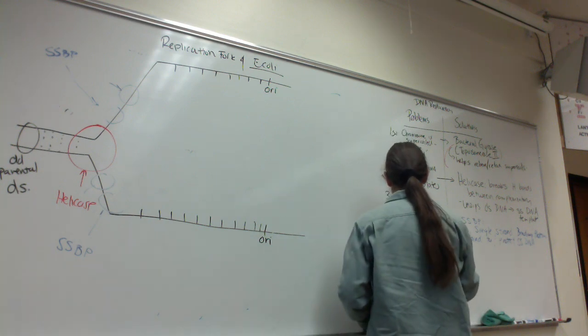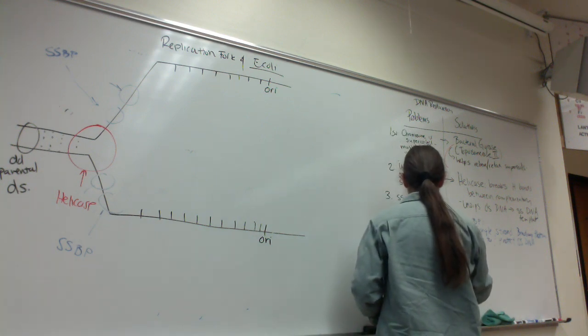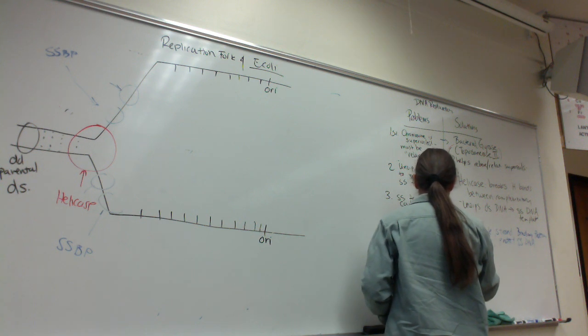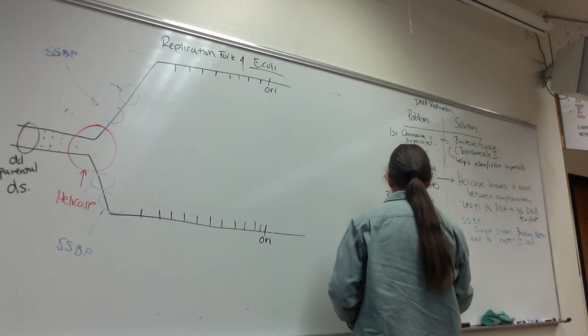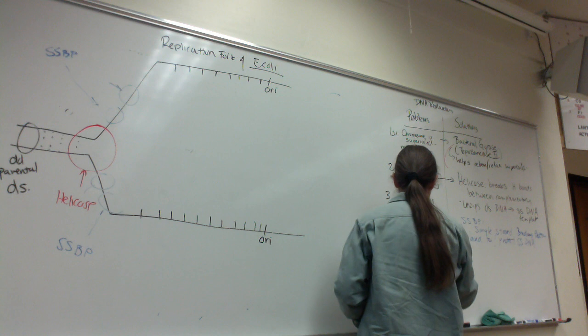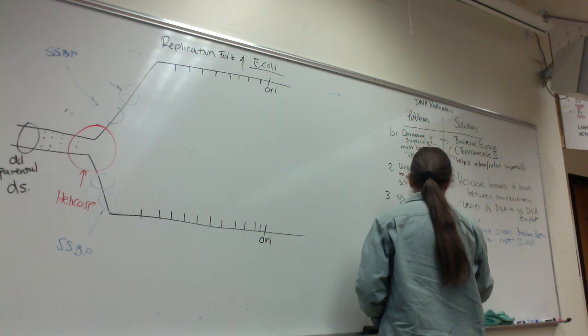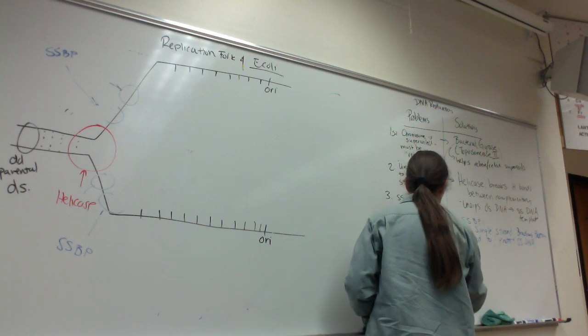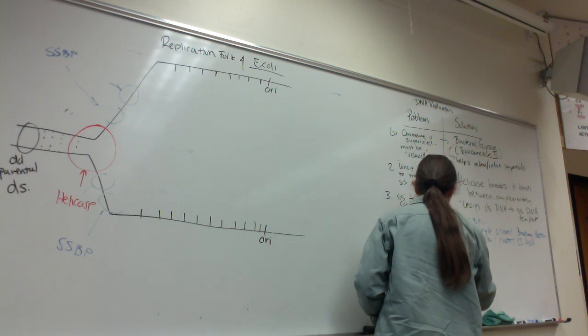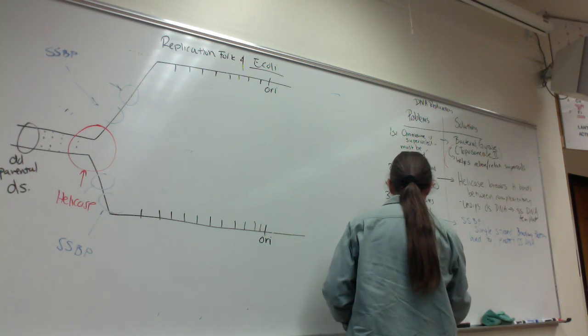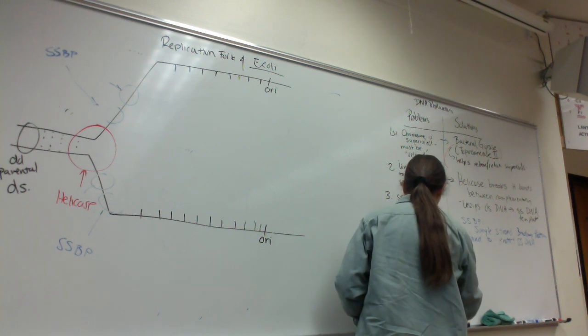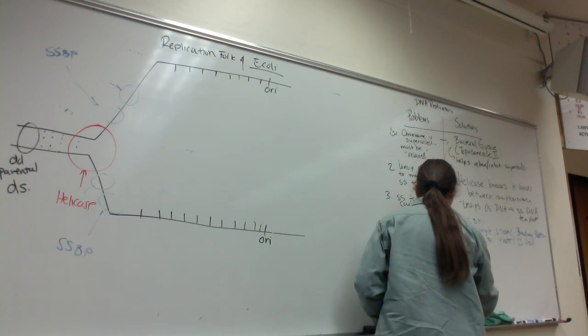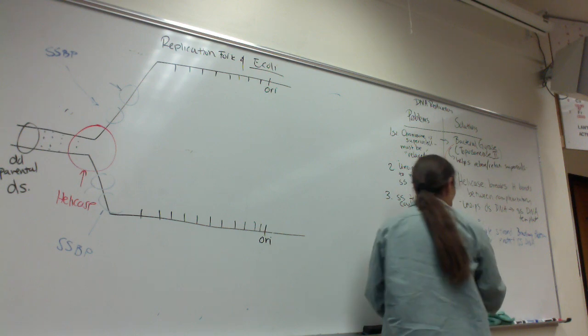DNA polymerase requires a nucleic acid primer to initiate, which just means to start, DNA synthesis. So this is kind of a pickle, right? What's a little cell supposed to do?